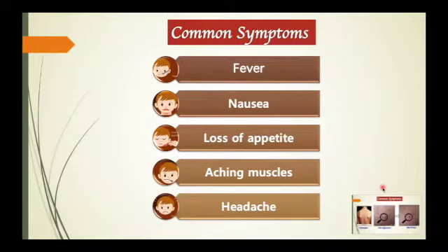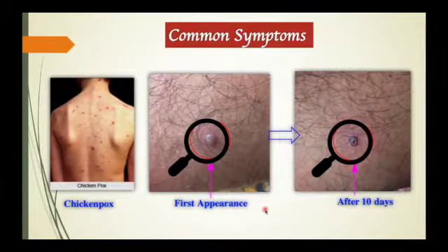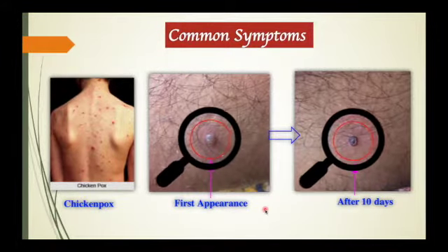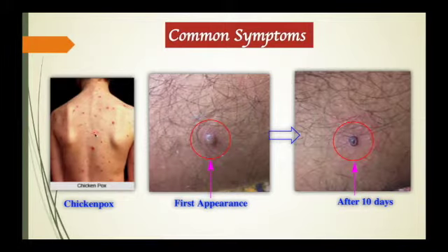The early common symptoms of chickenpox are fever, nausea, loss of appetite, aching muscles, and headache. Usually the chickenpox spots start to form on the chest, back, and face, then spread to the rest of the body. The symptoms begin within 10 to 21 days after exposure to the virus.